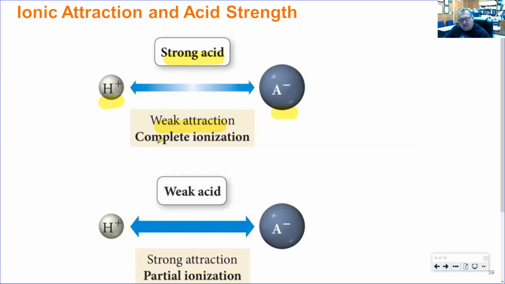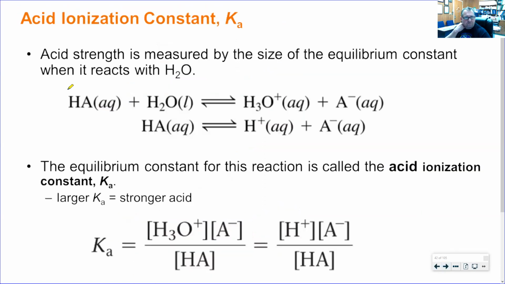So it's a complete ionization. Those things don't stick together very well. But with a weak acid, this attraction is stronger. So it's represented by the thickness of this bond. Here it's thin, representing a weak bond. Here it's thicker, representing a stronger bond. It's a stronger attraction, holding them together more. So that means only partial ionization can occur in the system.